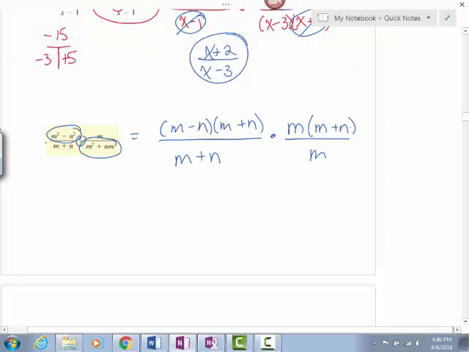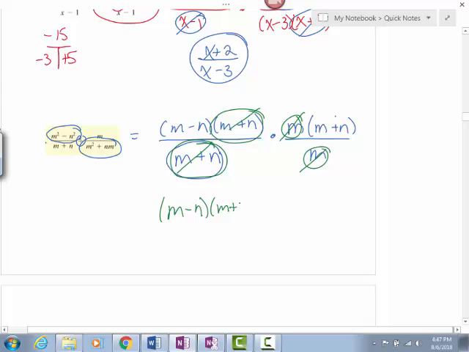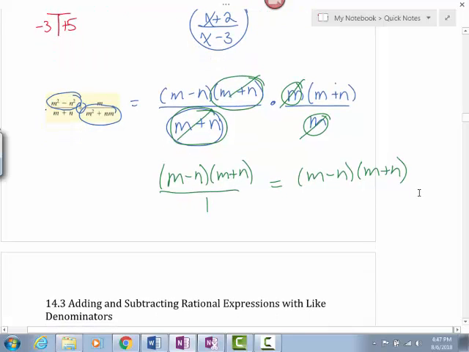So now, okay, let's see what we can group here. So look, this m plus n and this m plus n. I can cancel one on the top, one on the bottom, okay? It doesn't have to be this one here. It could be, but it doesn't have to be that way. Those will cancel. These m's will also cancel. They're single individual m's. And so now all we're left with is on the top, m minus n, m plus n. On the bottom we're left with a 1, but remember we don't write the 1 in the bottom. So m minus n and m plus n, right? Okay, great.